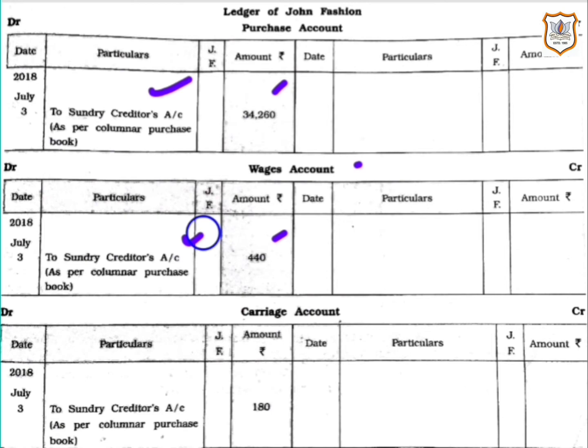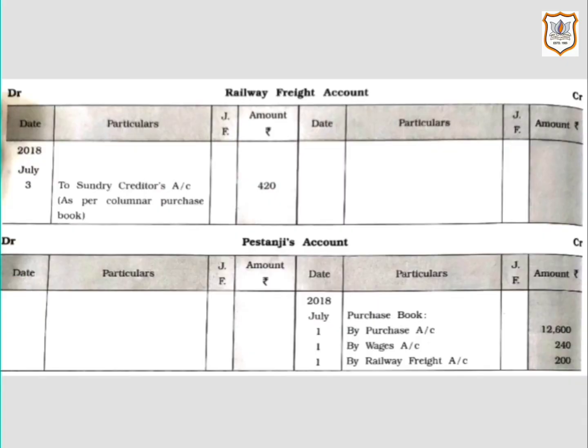Then in the carriage account, carriage is also an expense, and an expense has a debit balance. So again in the carriage account also, we will record the amount on the debit side. Similarly, in the railway freight account also, railway freight is our expense, so we will record it on the debit side, the total amount, that is 420. In the particular column, we will write to sundry creditors account.